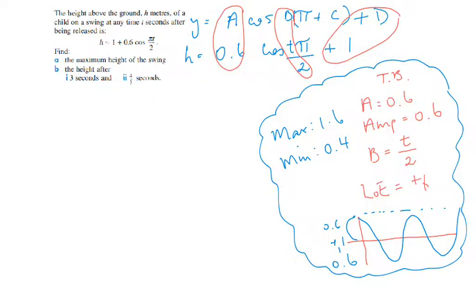Before we've even looked at the questions, we've already worked out part A. So find the maximum height of the swing. Just by doing this, we can see that our maximum is 1.6.